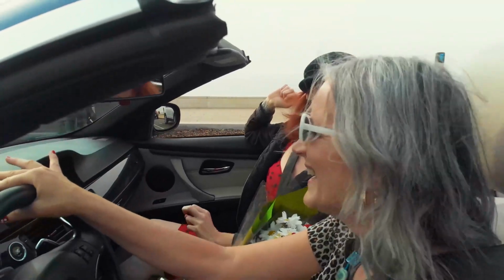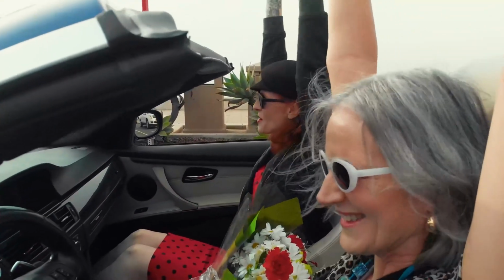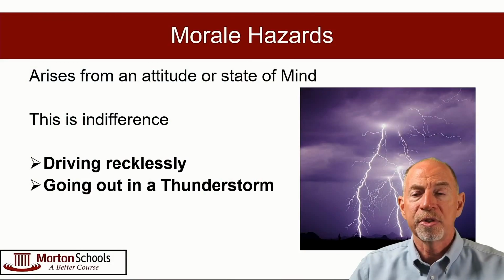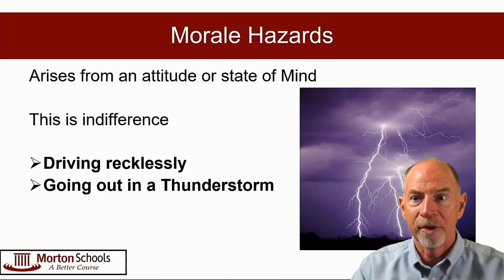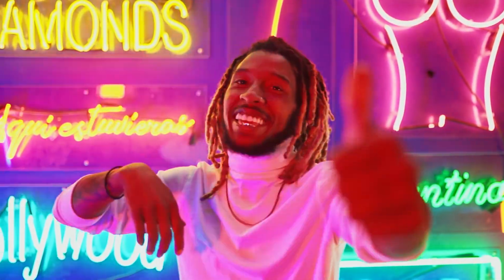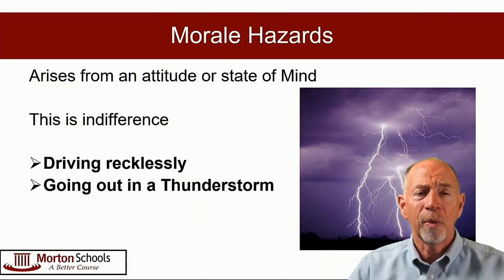Now, another example, I'll show you one in a second, is going out in a thunderstorm or not locking your car doors. But the most often what I hear about on the test is that driving recklessly. In other words, if you get a question on the test about driving recklessly, you know that the correct answer is going to be what? Morale hazard, the one with the E. Got it? All right, let's take a look at a question so we can kind of figure out what we might see in a question on the test.